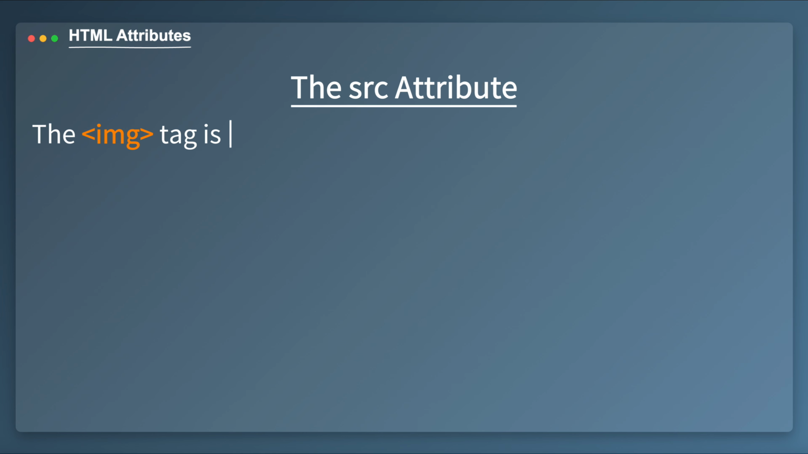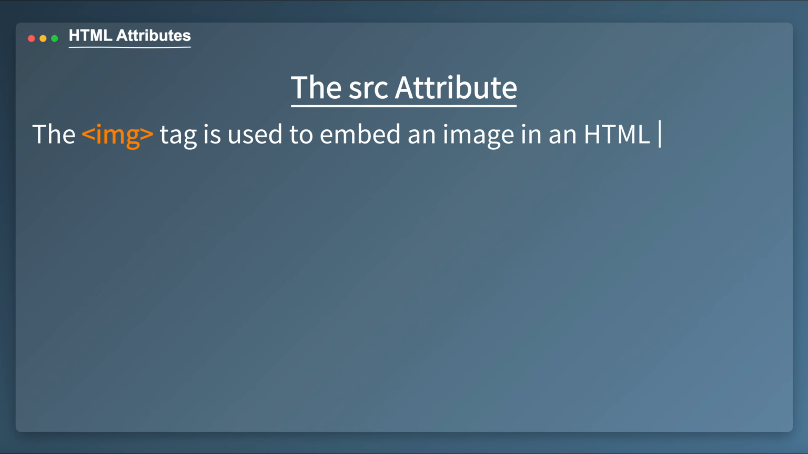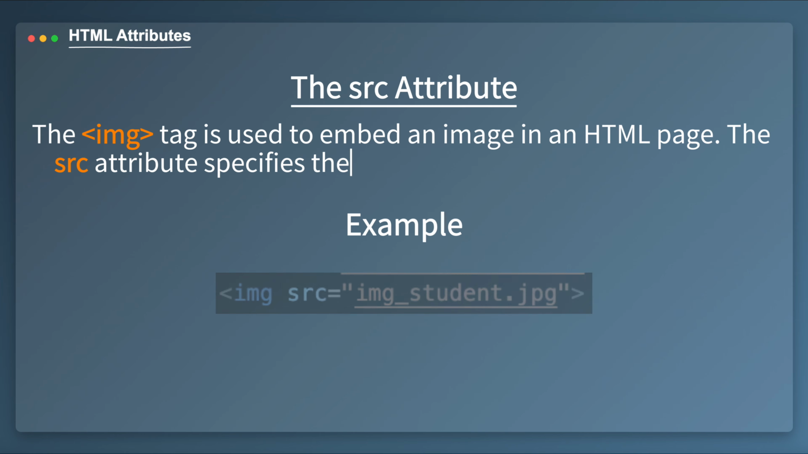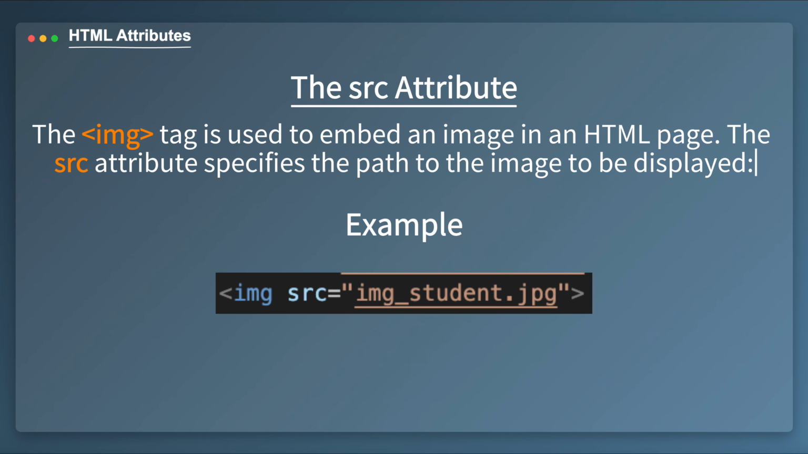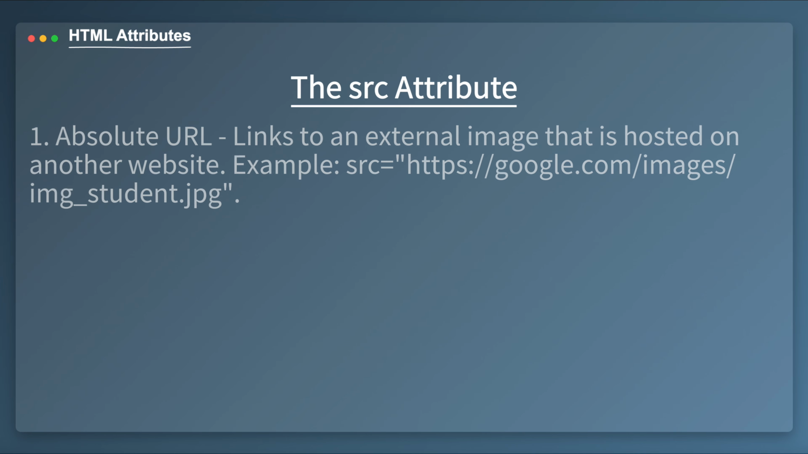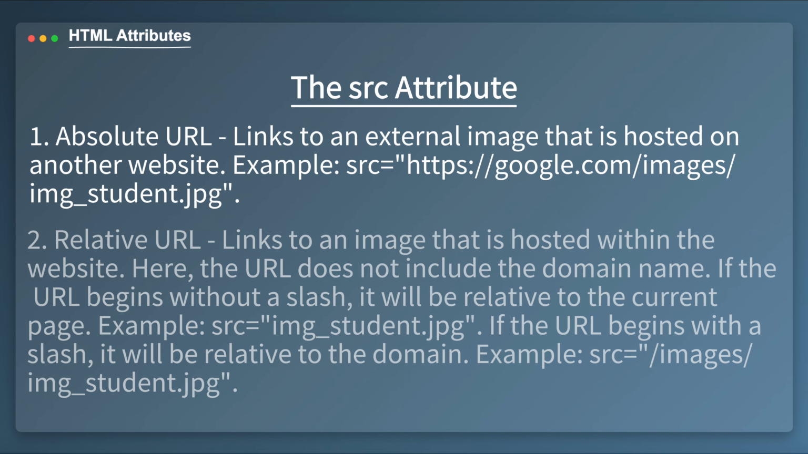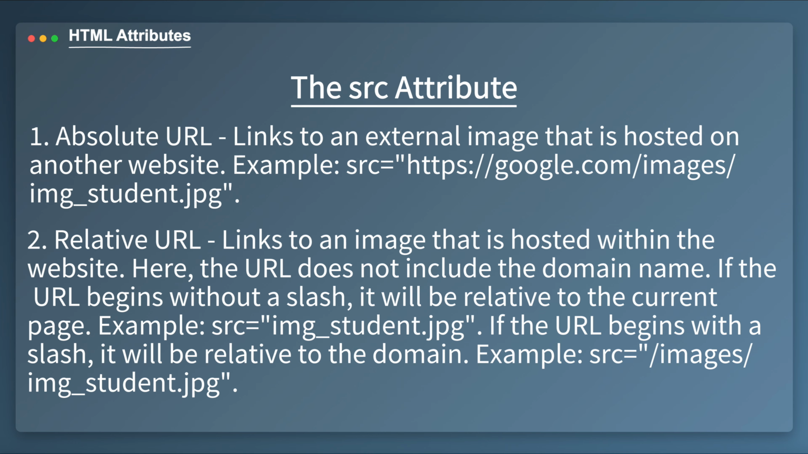The img tag is used to embed an image in an HTML page. The src attribute specifies the path to the image to be displayed. There are two ways to specify the URL in the src attribute. We have absolute URL and relative URL.